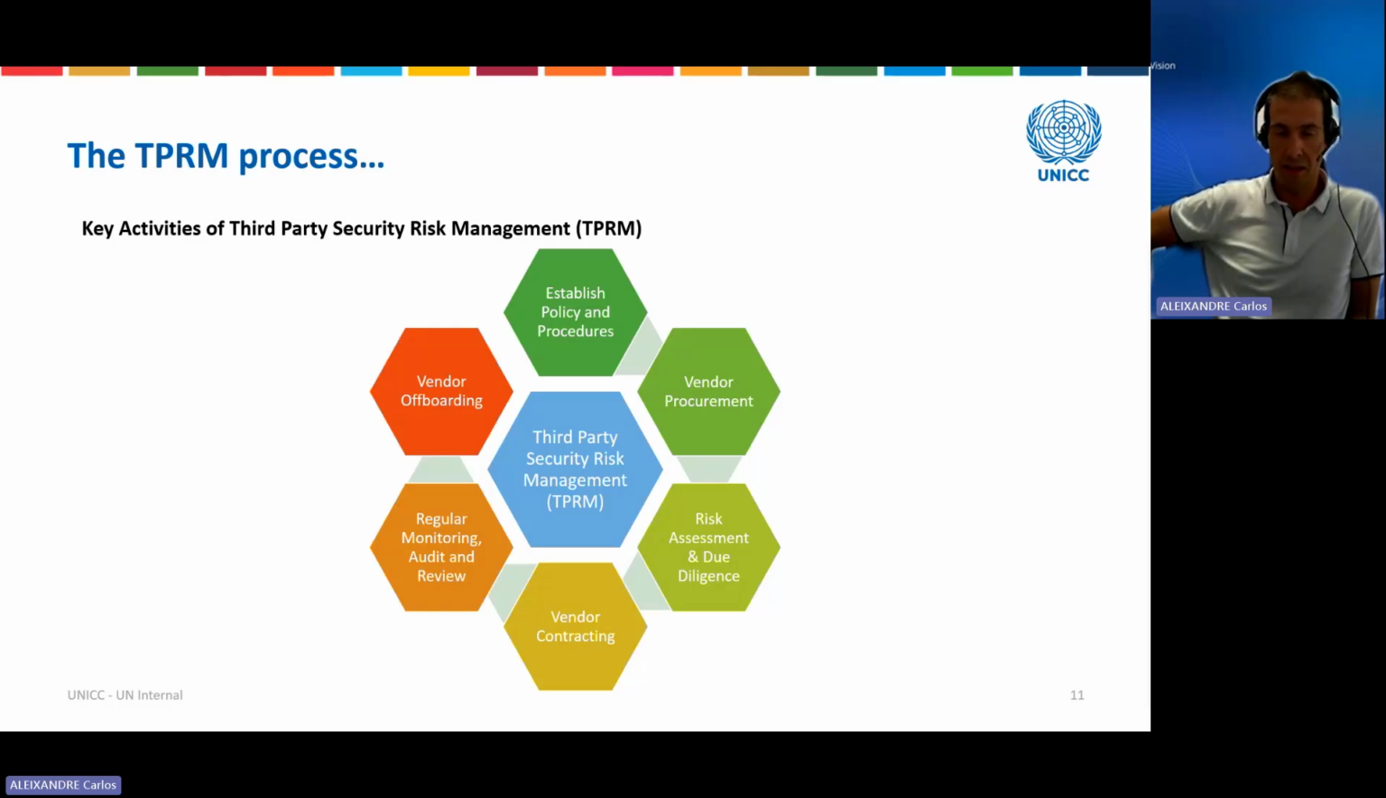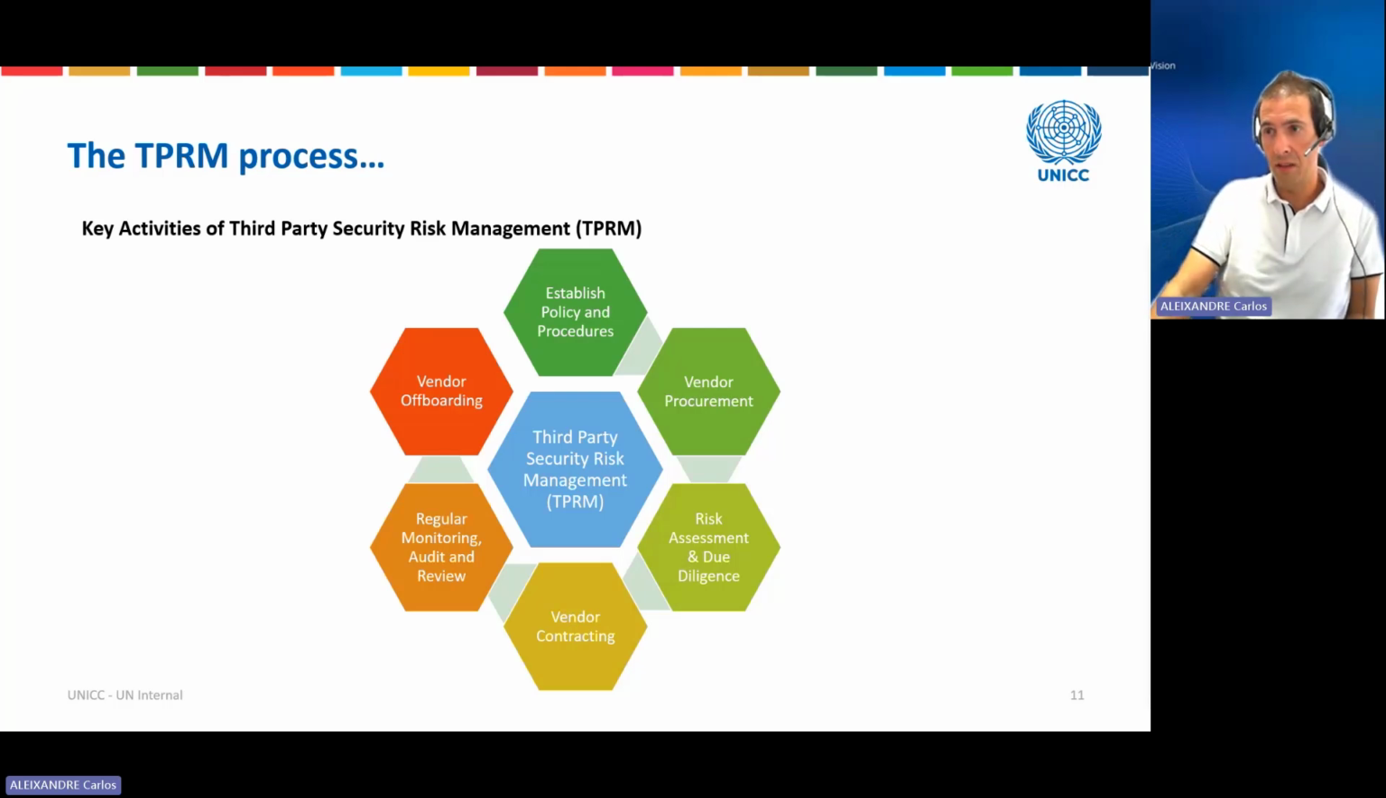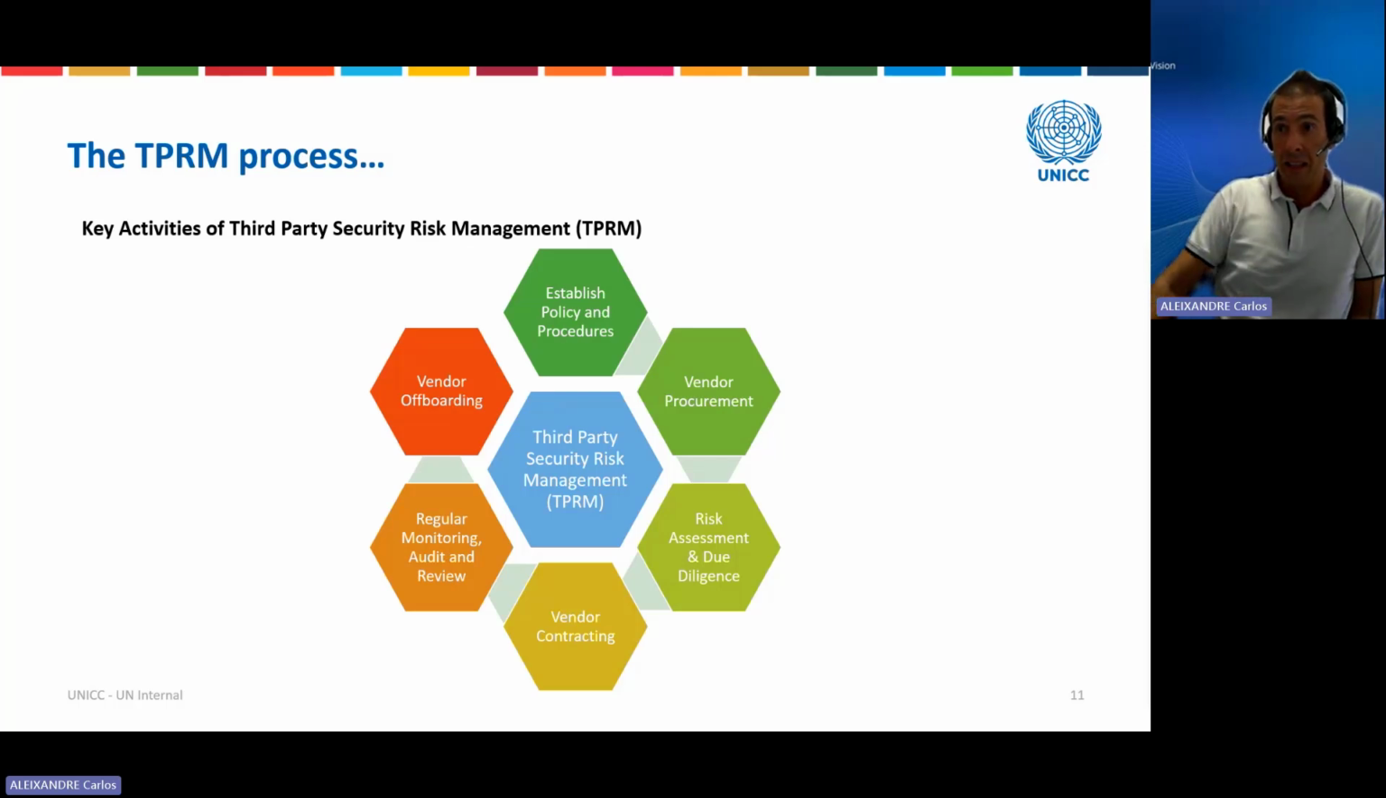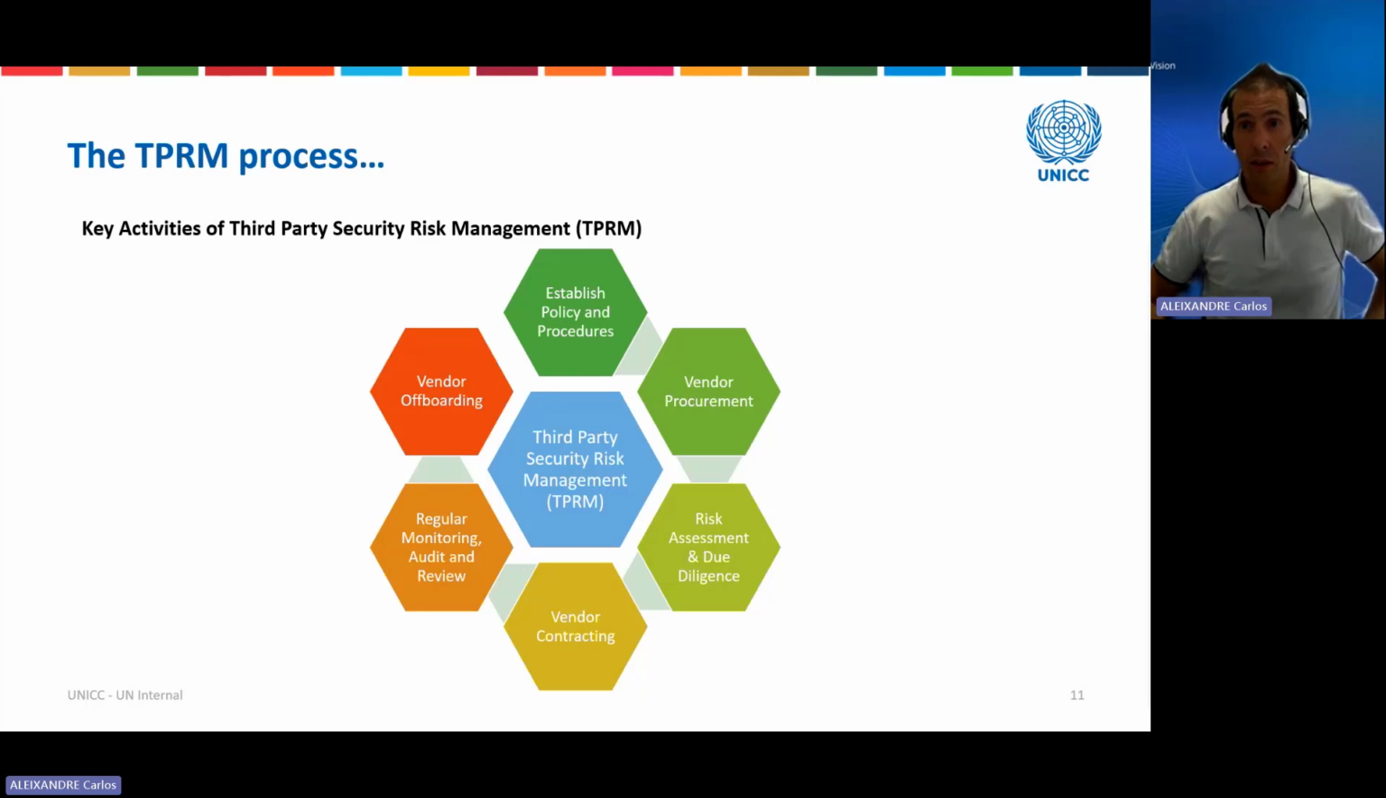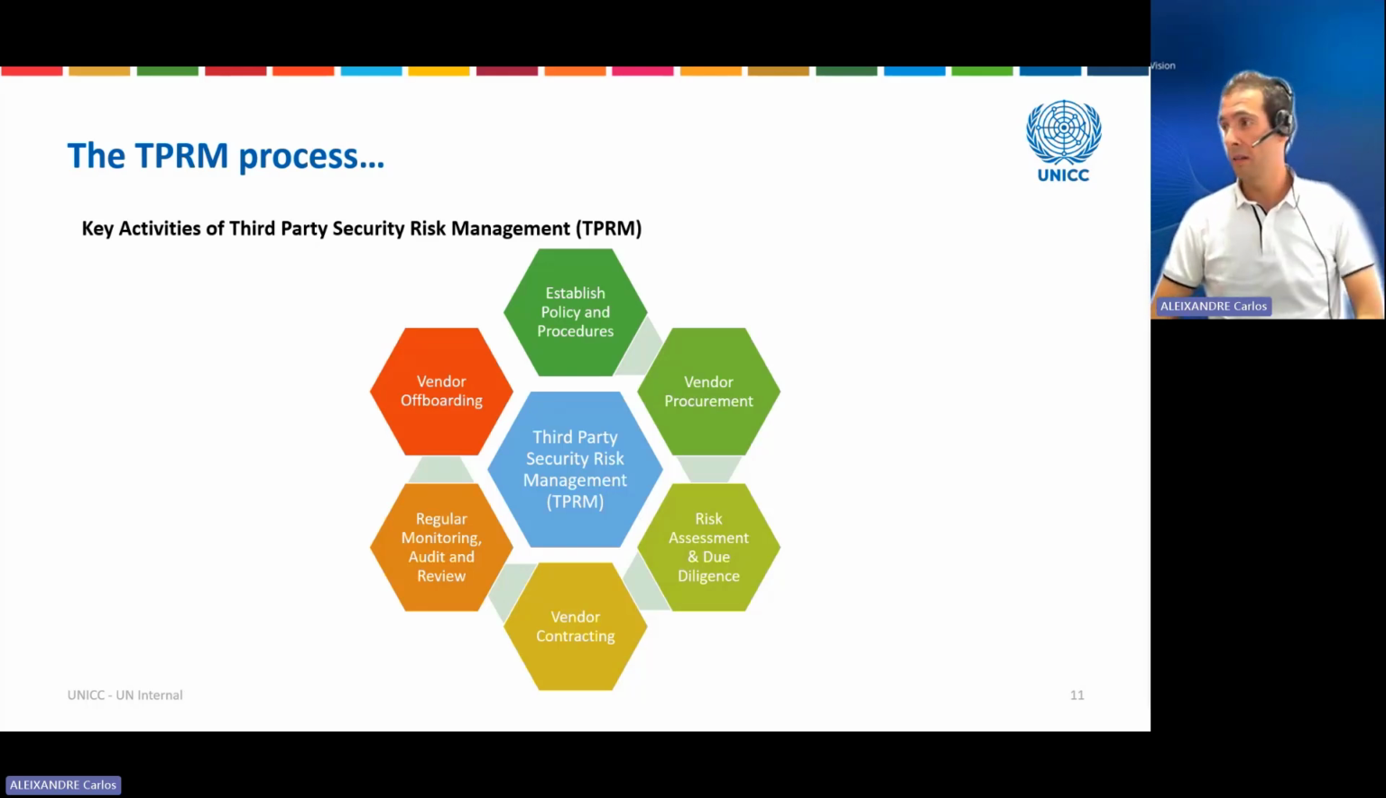This phase is key to manage it properly, so we can get our security requirements properly in place in the contract. Then the next one is about regular monitoring, audit, and review. As I said, at policy level, we need to define the frequency at which we will review our suppliers based on the category, following a risk-based approach, and then at a certain frequency we do the regular review and monitoring, okay? And if for any reason we identify new risk or the risk profile has changed, we need to inform the business, right? So they can take appropriate actions.